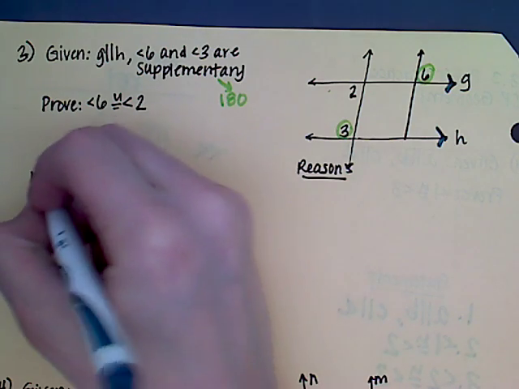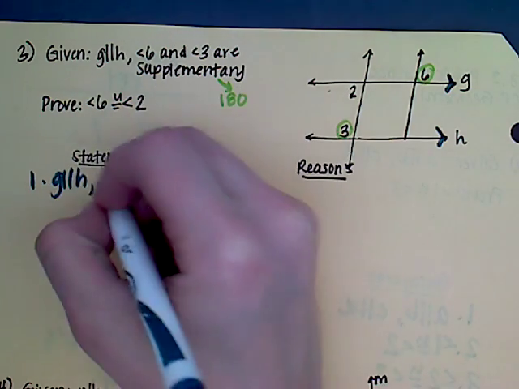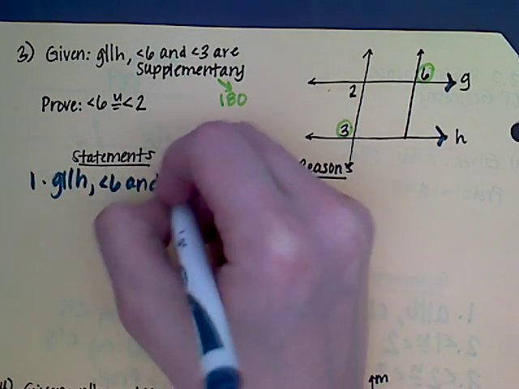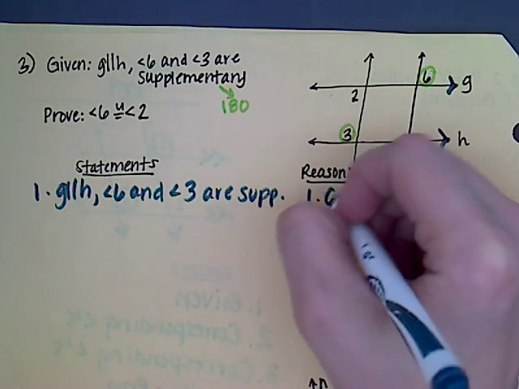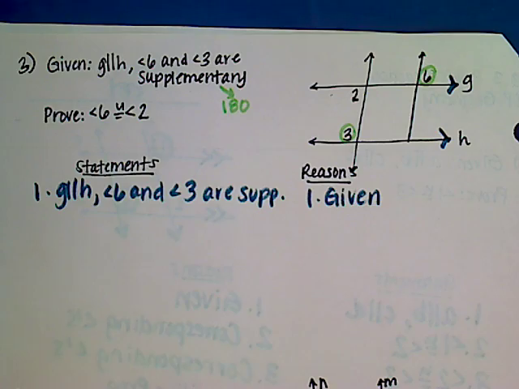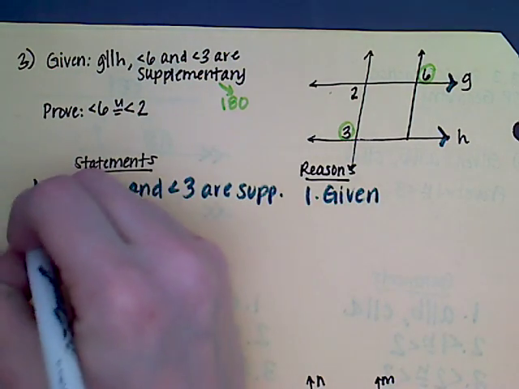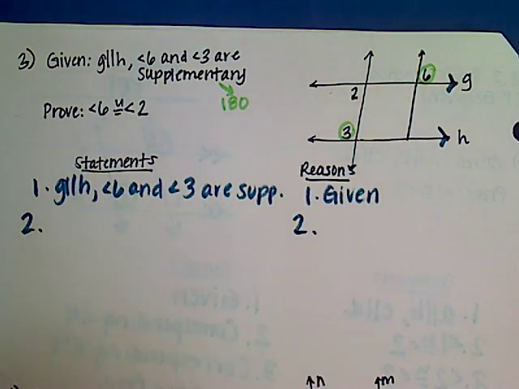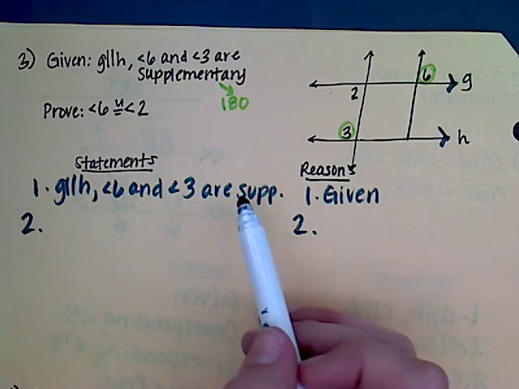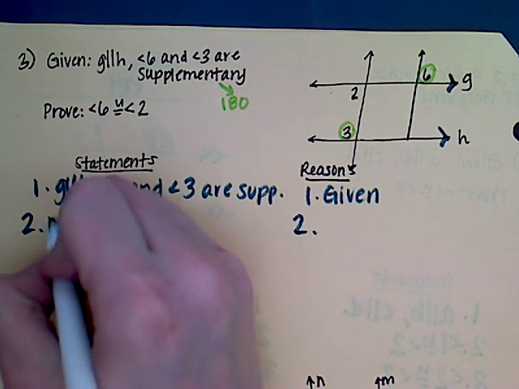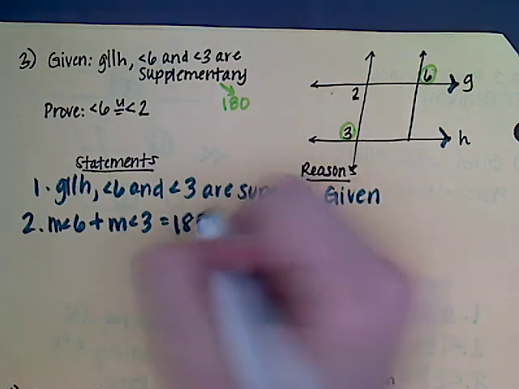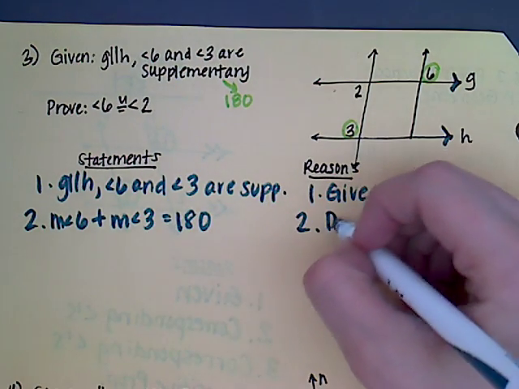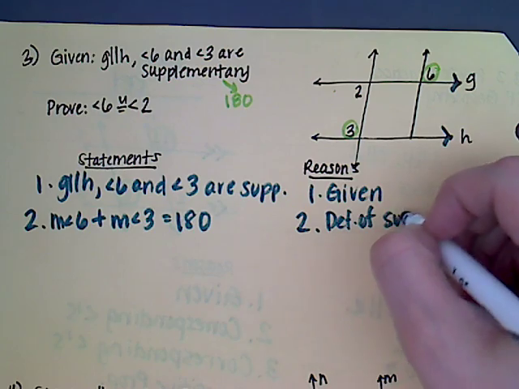So in our proof, we know G is parallel to H, and that angle 6 and angle 3 are supplementary. And that is our given. If we start with this idea of supplementary, we know that the measure of angle 6 plus the measure of angle 3 equals 180. And that is definition of supplementary.